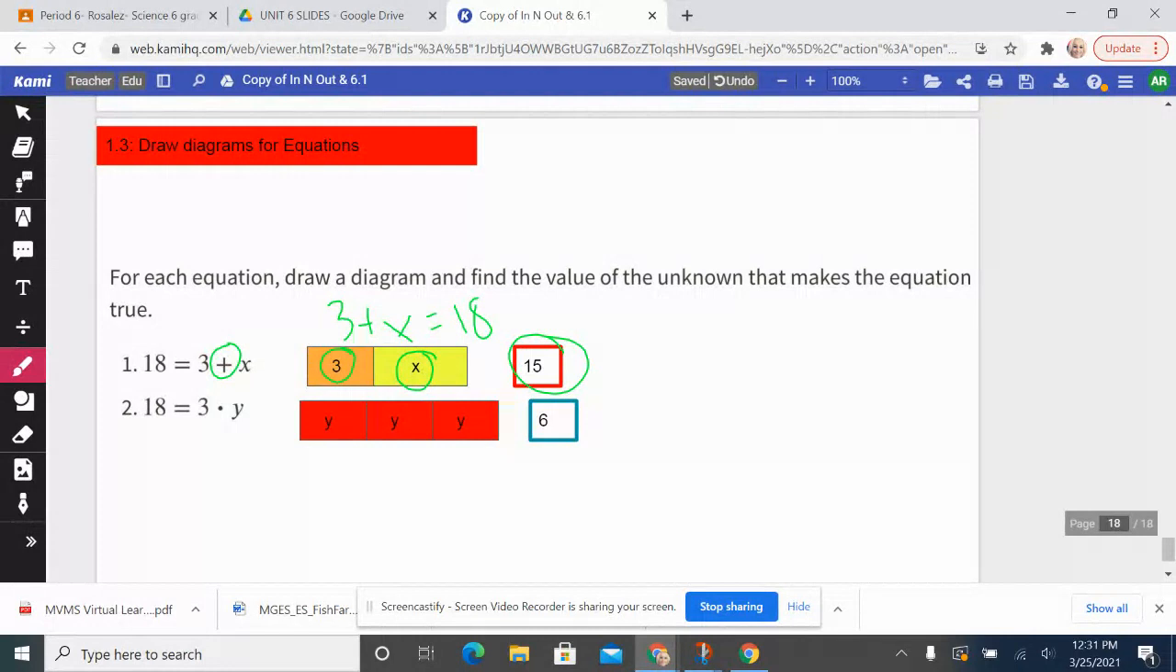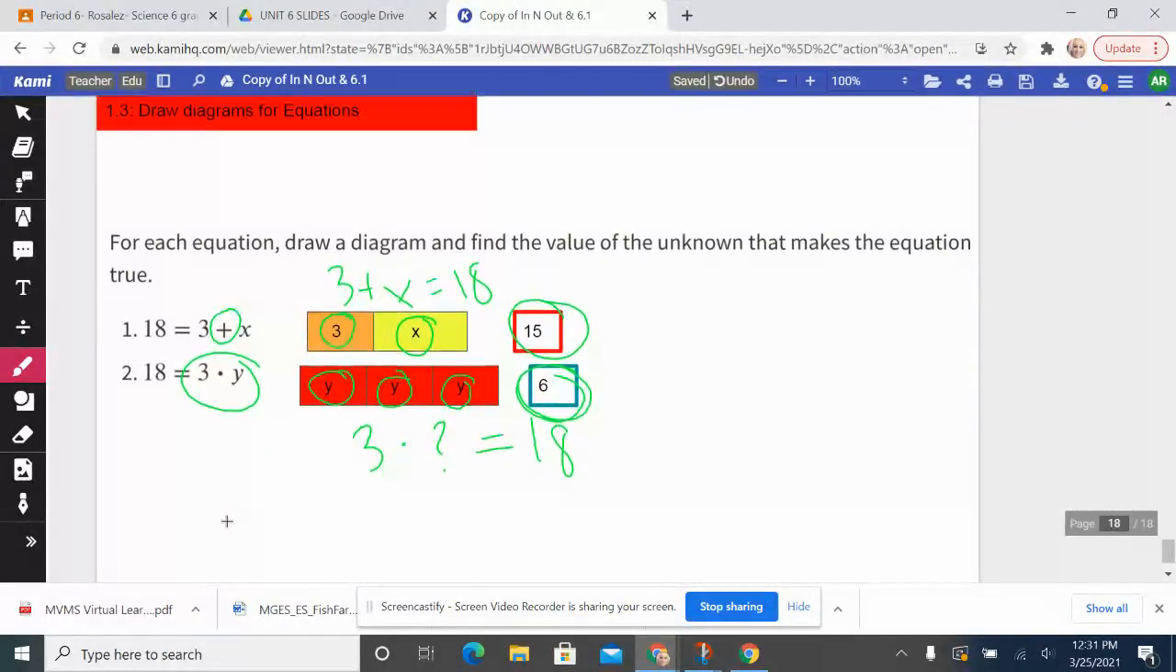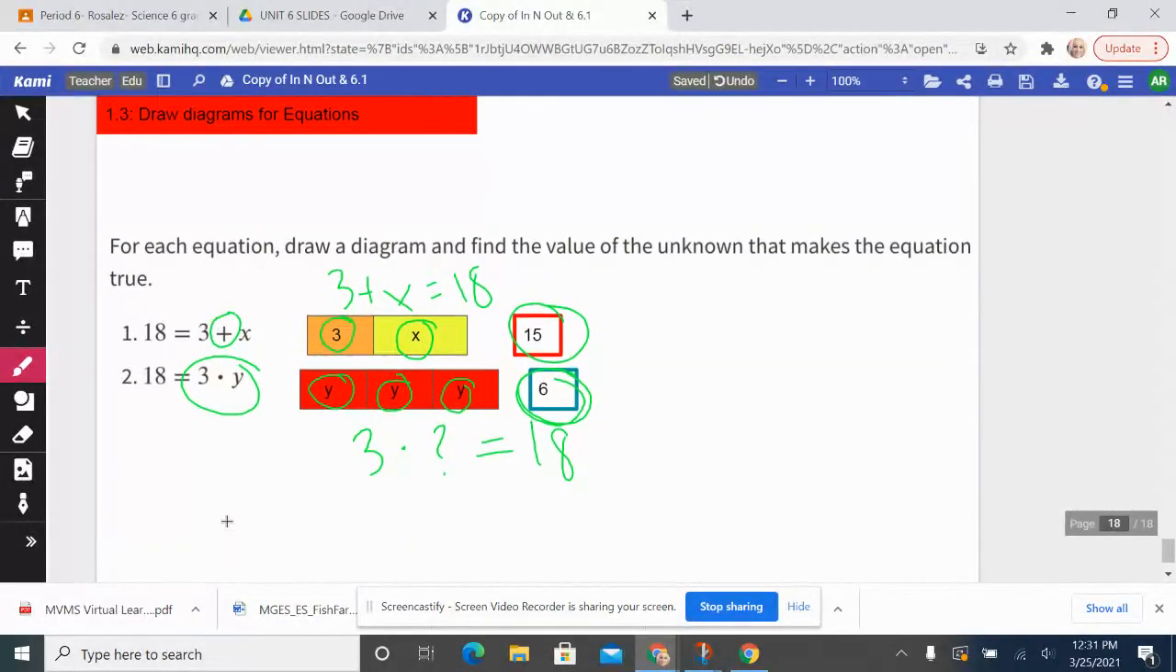All right. Now this one, remember I told you that they're broken into groups. So there's 3 groups of y. Okay, so 3 times something makes 18. And you know that that's 6. So please write 6. You're going to draw the diagram, and then you're going to write the 6. So you're going to take pictures of your notes, and then you're going to turn them in, and then we will move on.